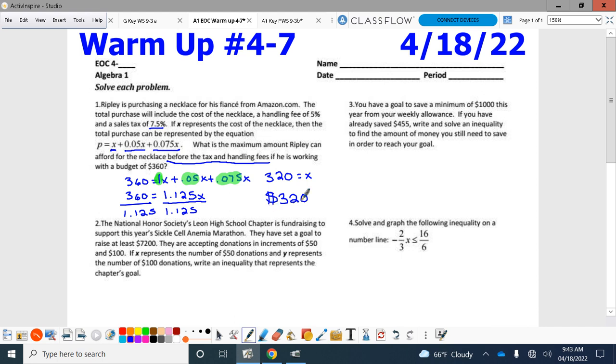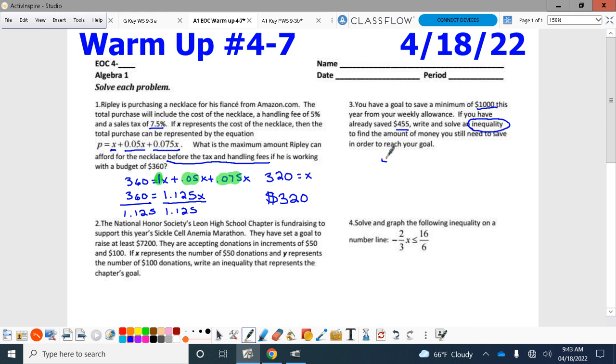Okay, let's go down to, well, let's actually go across just so I can pull it down in a minute. So we're going to go to number 3 next. It says you have a goal to save a minimum of $1,000 this year from a weekly allowance. If you've already saved $455, write and solve an inequality. Guys, it can't have an equal sign. It's an inequality. To find the amount of money you still need to save in order to reach your goal. So your goal is how much? 1,000. So $1,000 is what you want.